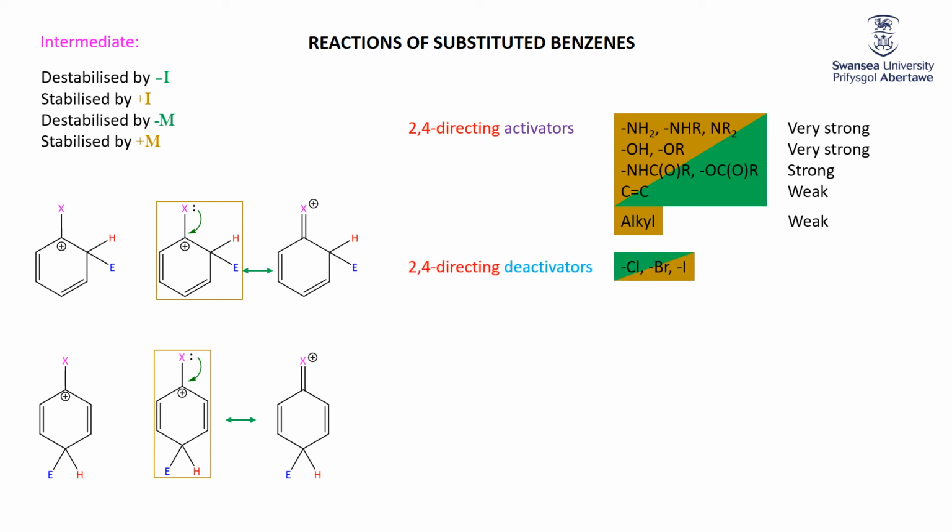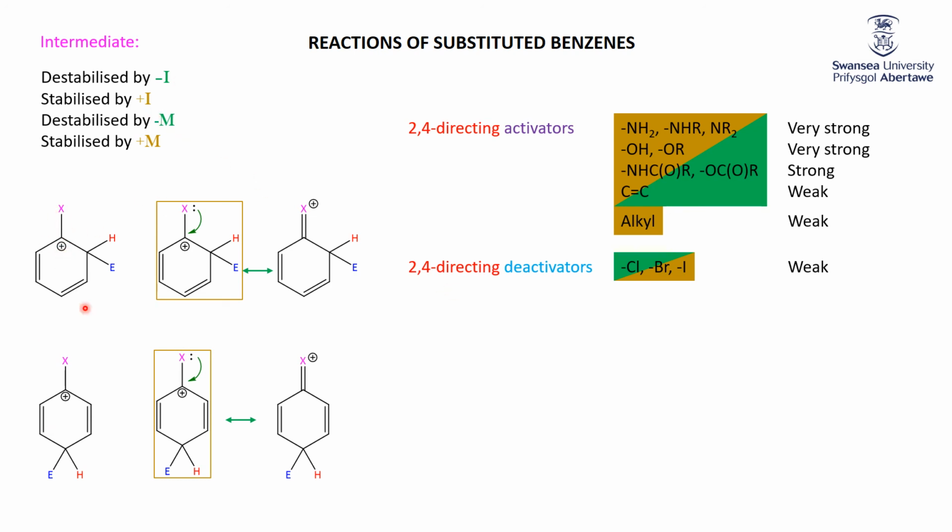Now halogens are kind of fun. They're 2,4 directing deactivators. They're 2,4 directing because they have positive mesomeric effects, but they're deactivating because, if you remember, their negative inductive effect overwhelms the positive mesomeric effect. Because we've got a conflict there, one good thing, one bad thing, while they're deactivators, the bad is better than the good, so they're weak deactivators. All other deactivators, though, have got negative mesomeric, negative inductive.